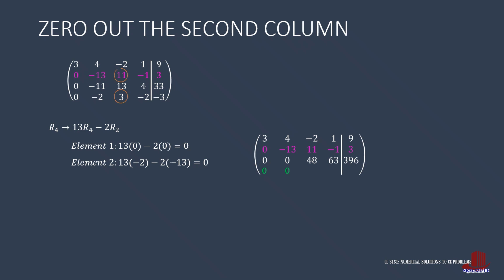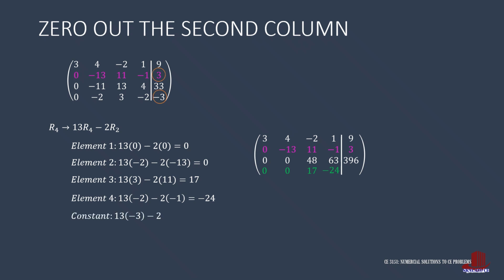For the third element, 13 of 3 minus twice of 11 gives us 17. For the fourth, 13 times -2 minus twice of -1 results to -24. And for the constant element, 13 times -3 minus twice of 3 is -45.